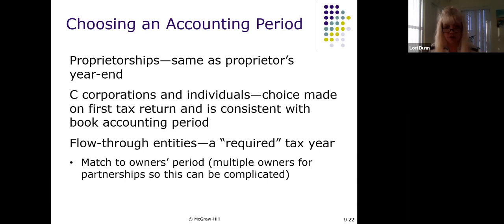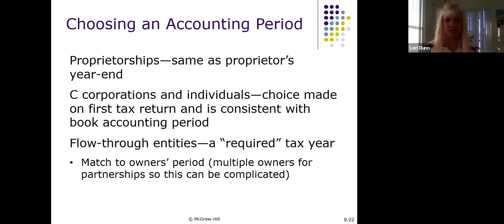Now, how do we choose an accounting period for our business? And this is tax law. Proprietorship. So a sole proprietorship business has to have the same tax year as the proprietor, the taxpayer. So if the company wants to have a July 1 through June 30th tax year, the sole proprietor has to change their tax year to that same year. So they can't have different years.